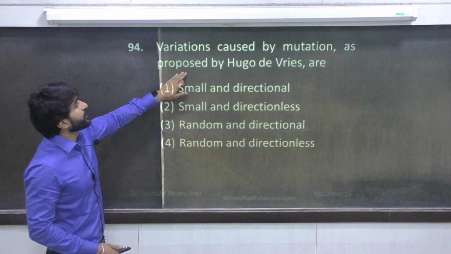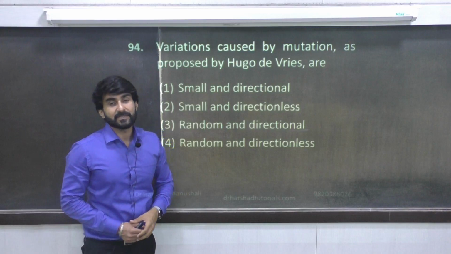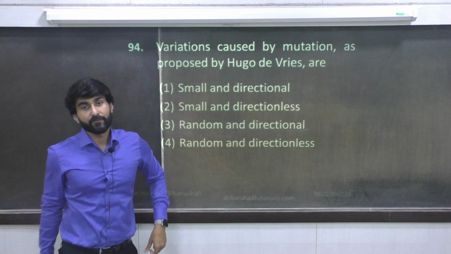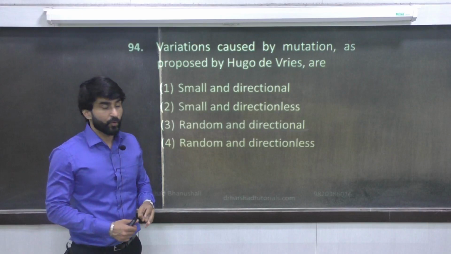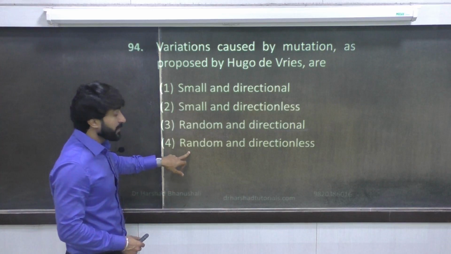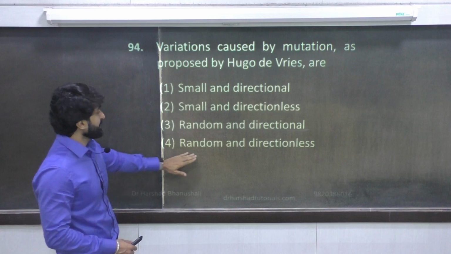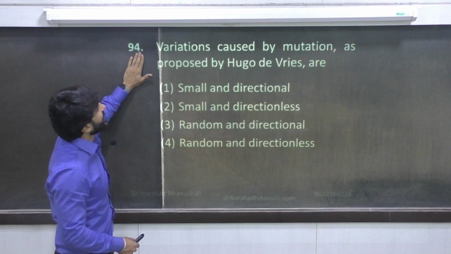Now Hugo de Vries was the person who gave the mutation theory of evolution, and he had described mutation with three features, compared to what Darwin had mentioned. The three points he talked about in case of mutations were that they are large, and he had given the name saltations for that, they are random, and they are directionless. So the three features of mutations given by Hugo de Vries are that they are large, random and directionless. So for question number 94, the correct answer would be answer 4.